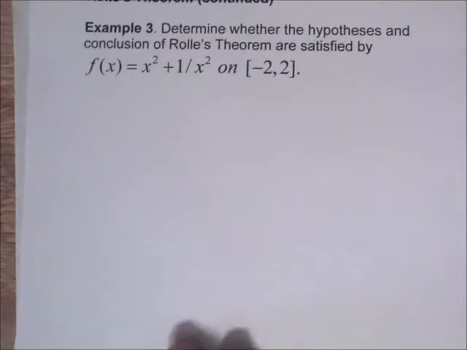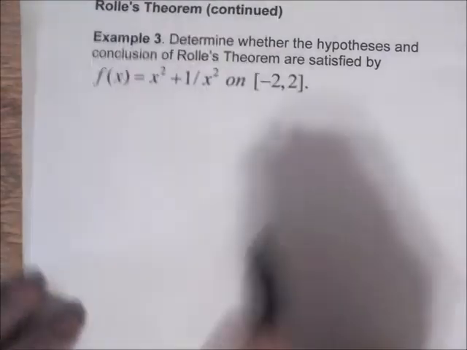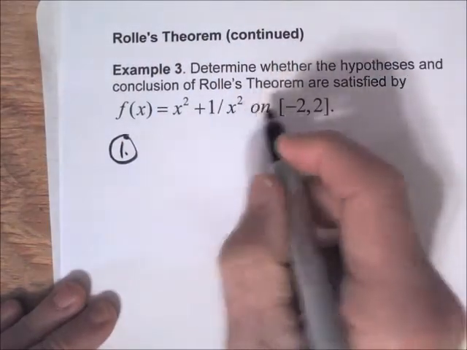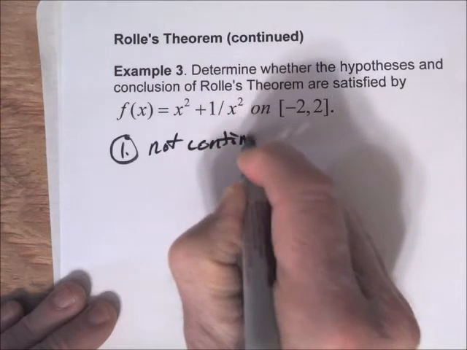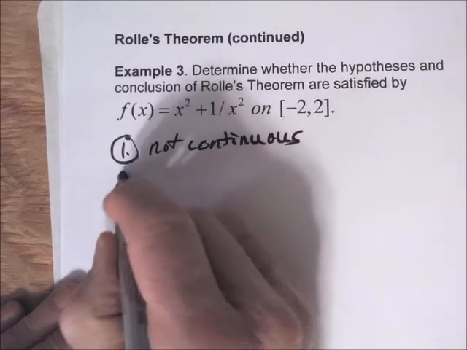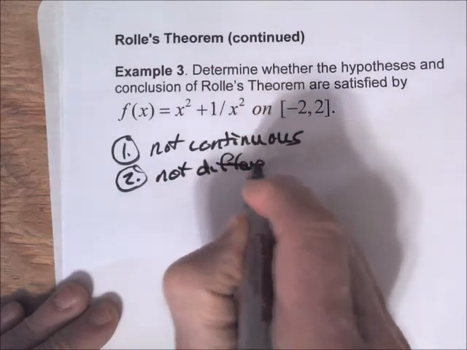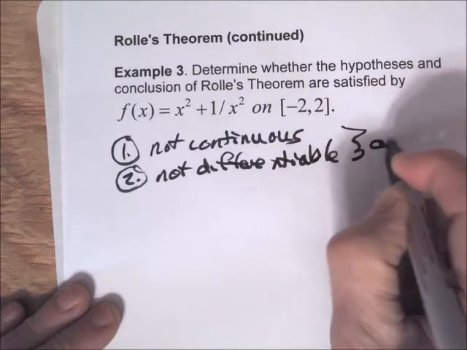f of x equals x squared plus 1 over x squared on the interval from -2 to 2. It's another even function. So this is not continuous when x equals 0, and if it's not continuous, it's not going to be differentiable there. It's not defined there, not differentiable, at x equals 0.